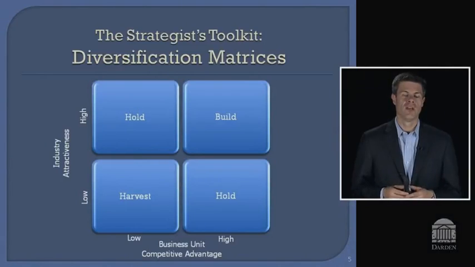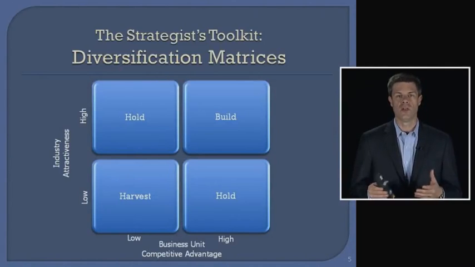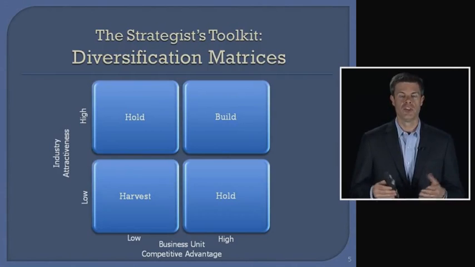So as a way to help us understand this diversification question, let me introduce a new tool for your toolkit, and this is the idea of a diversification matrix. I use the plural here because there's actually a number of different ways in which these matrices are created. Probably the most famous diversification matrix is one that comes from the Boston Consulting Group, the BCG matrix.